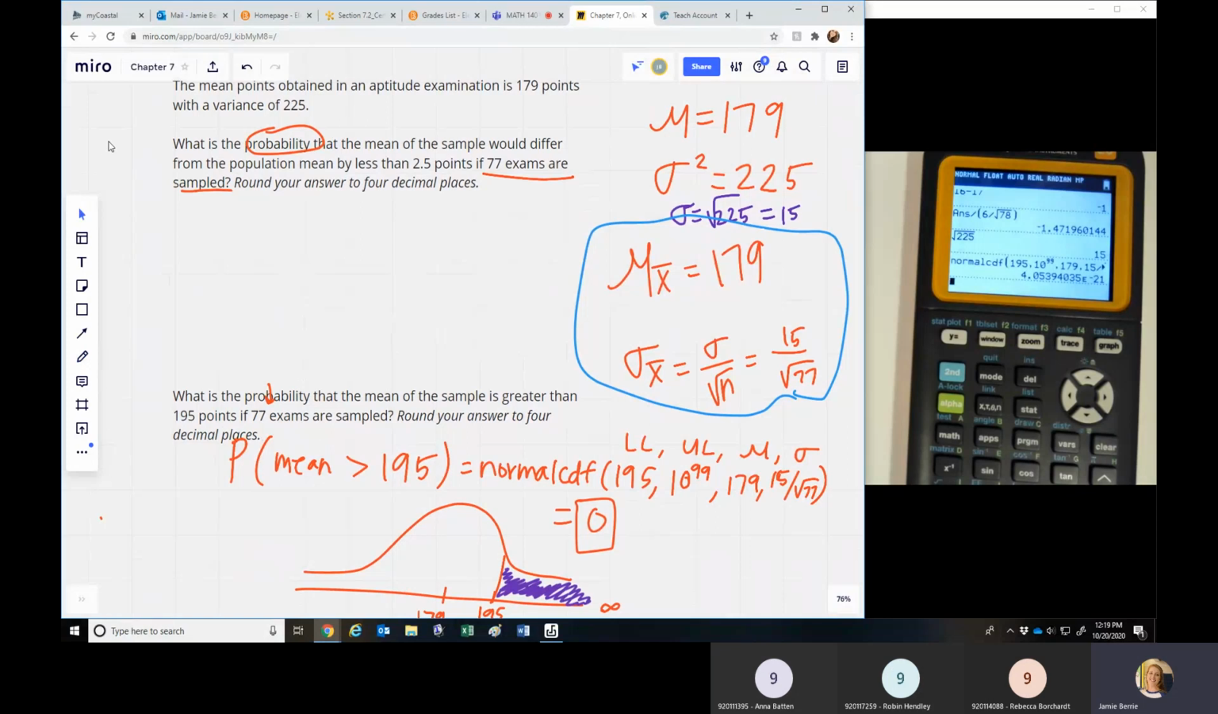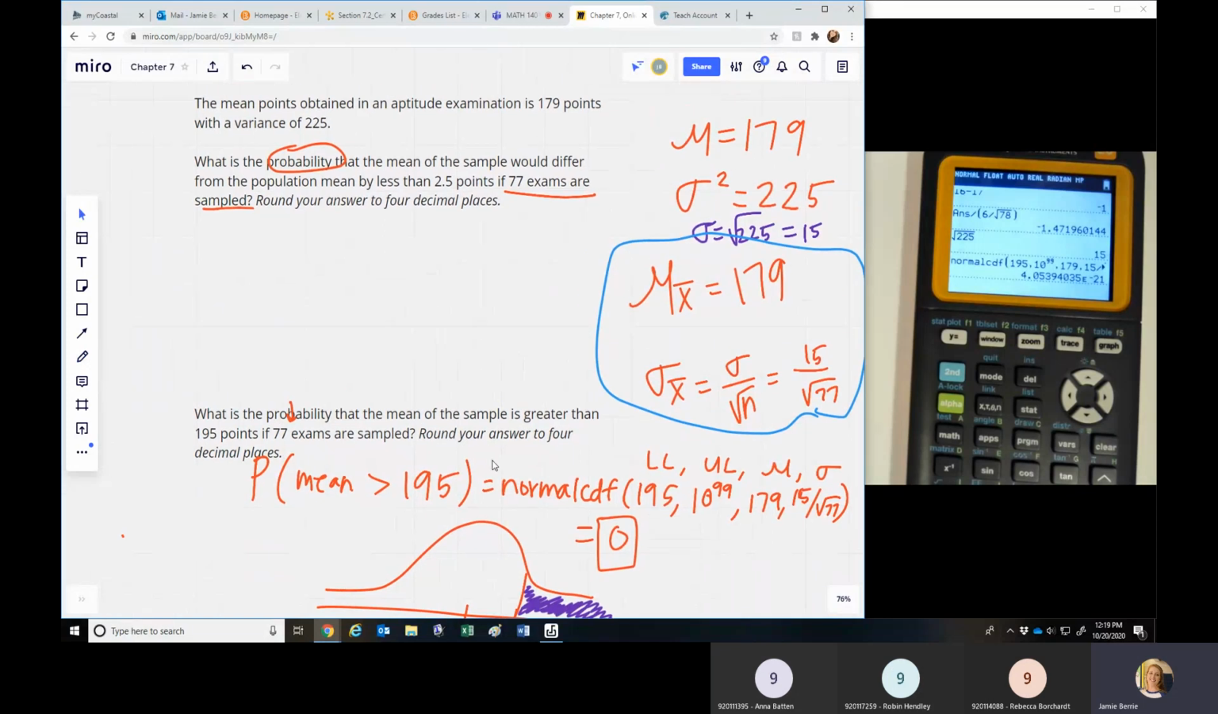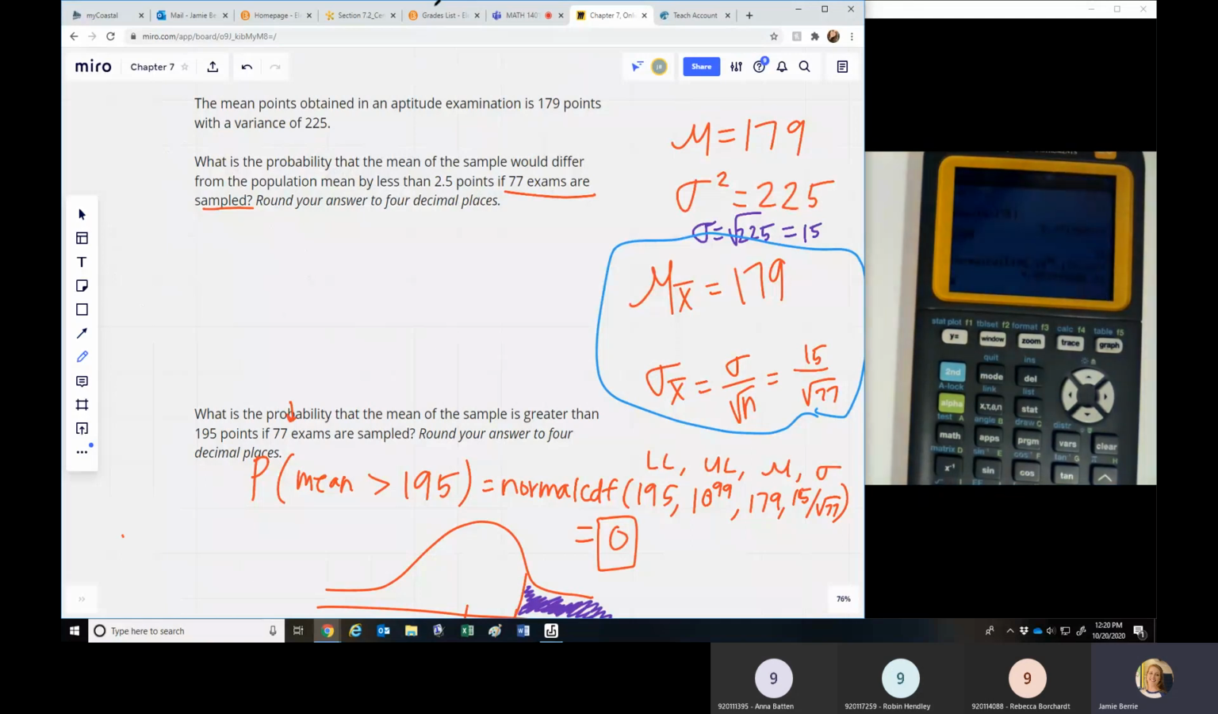All right, let's go back up here and do this first one, now that we remember how to go to second VARS, do the normal CDF, all that stuff. So this one says, what is the probability? I circled probability there just to remind you. The word probability tells us that it's going to be a number between 0 and 1. What is the probability that the mean of the sample would differ from the population mean by less than 2.5 points if 77 exams are sampled?